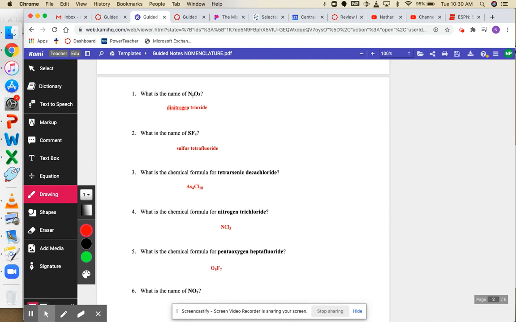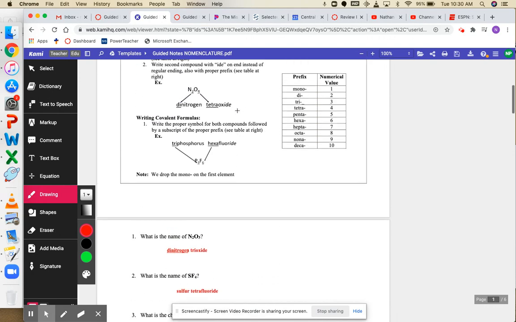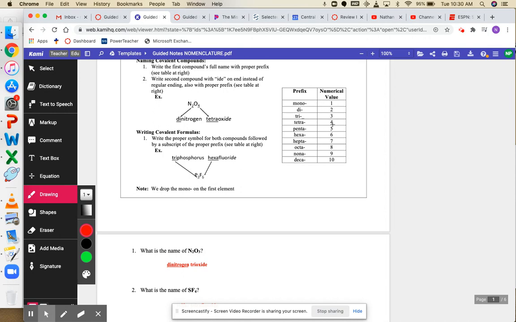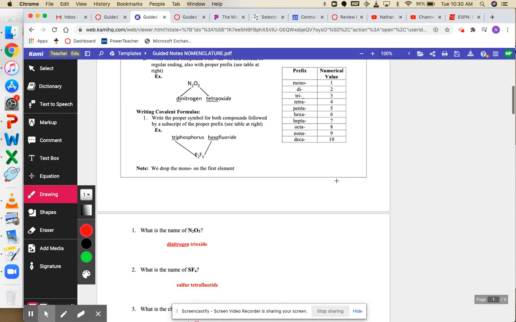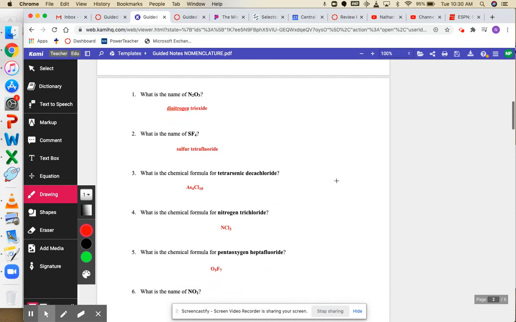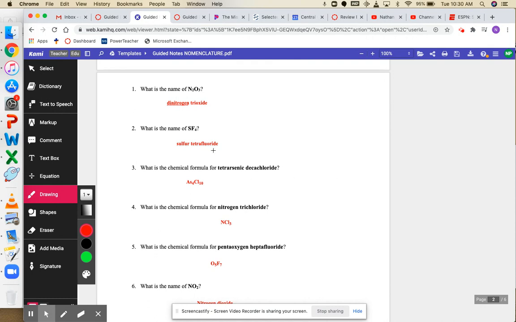The 2 turns into a dinitrogen. The 3 turns into a trioxide. And you'll need this list. Mono, di, tri, tetra, penta, hexa, hepta, octa, nona, deca. SF4, sulfur tetrafluoride. And then it goes opposite, tetraarsenic.